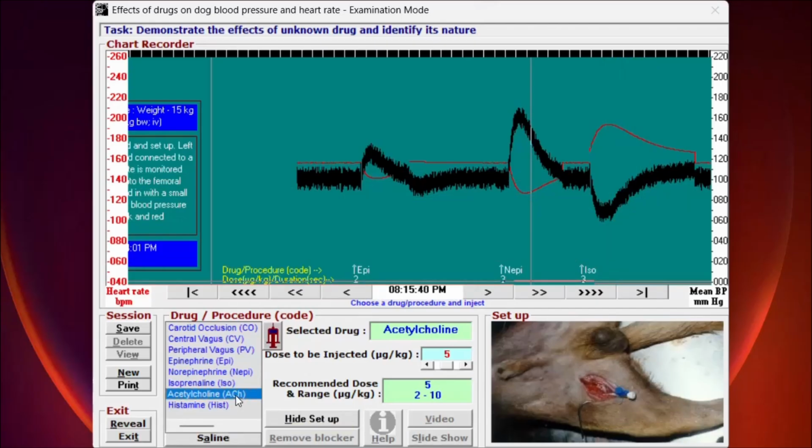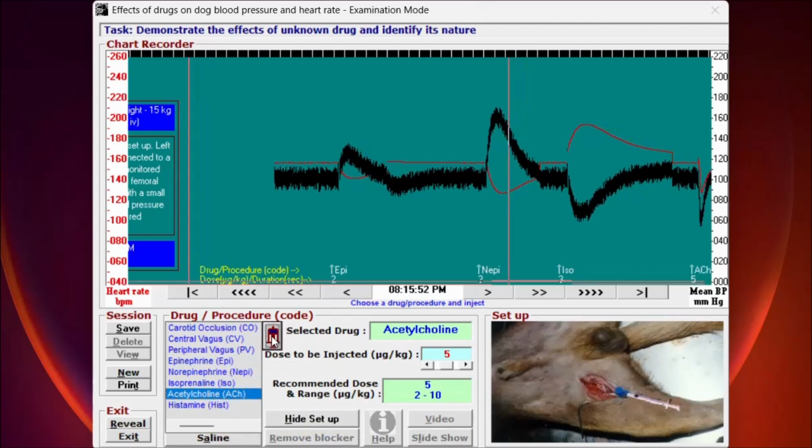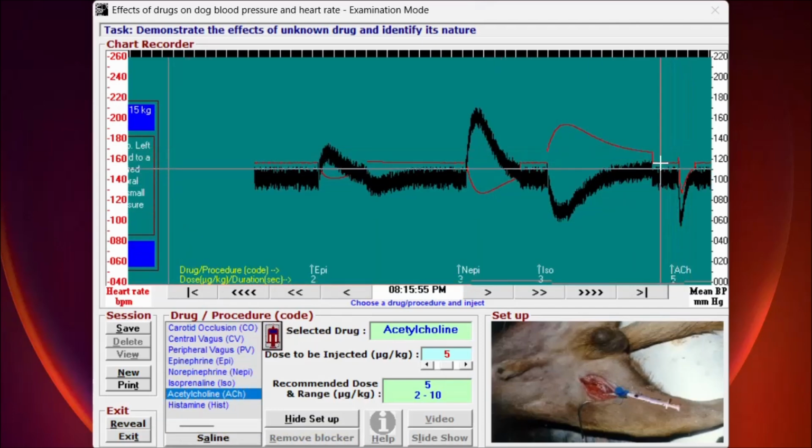Then we have acetylcholine. In this also we are going to get almost a similar effect, but the effect will be evanescent. Why? Because acetylcholine gets metabolized very easily in the body by the cholinesterase enzymes. So let's select acetylcholine. Again we'll inject. Do you see this response? This is a fall in blood pressure, but it is for a small duration of time. Okay, here you can see the duration is longer.